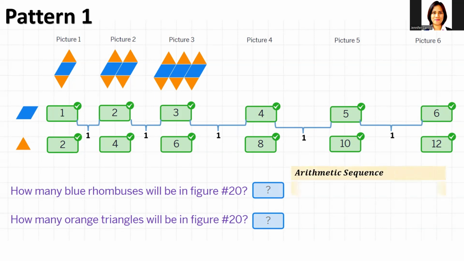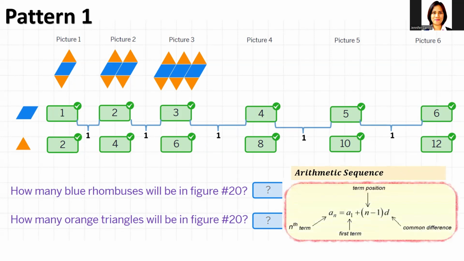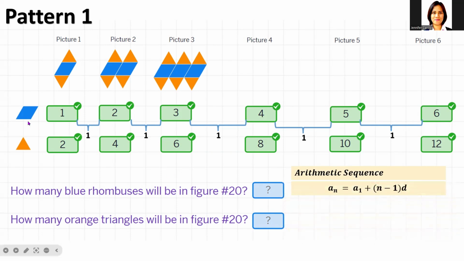In an arithmetic sequence, we will use the formula a sub n equals a sub 1 plus n minus 1 times d. How do we interpret this? a sub n is the nth term, a sub 1 is the first term, n is the term position, while d is the common difference. In the sequence of rhombuses, the first term is 1, while the common difference is also 1. We can substitute it in our formula.